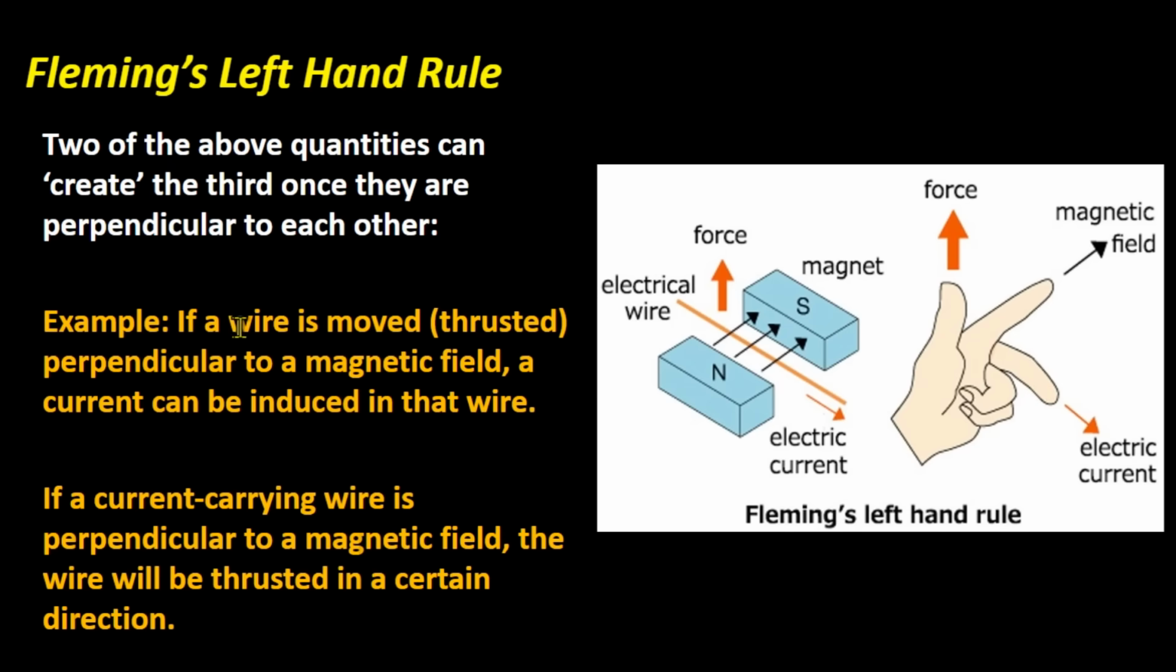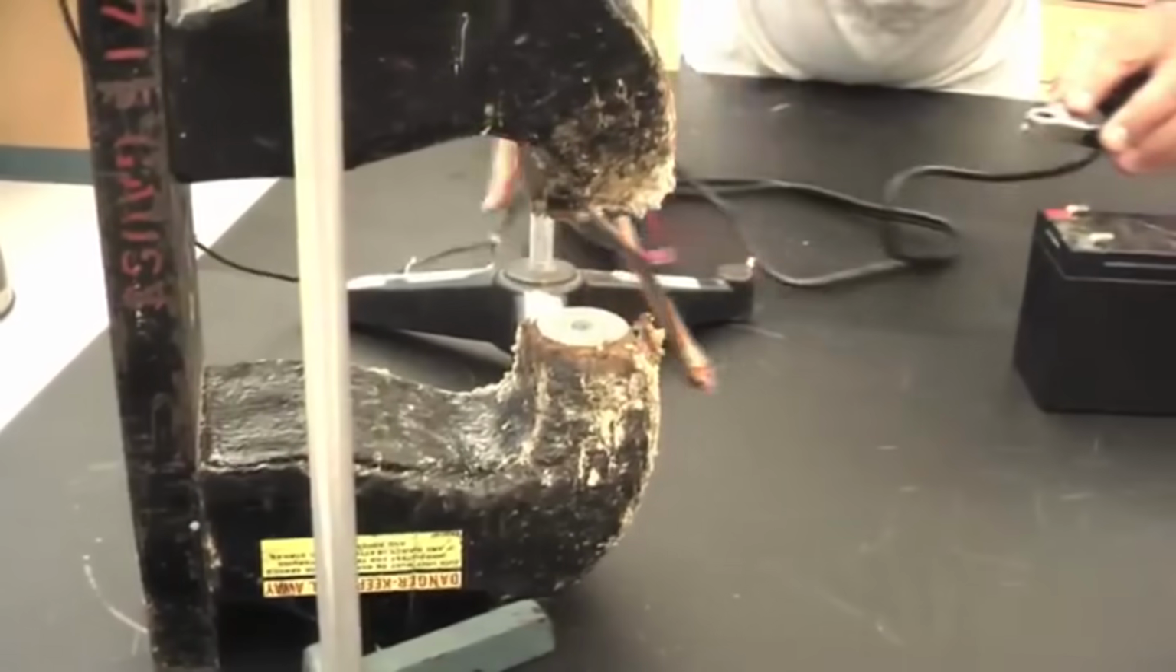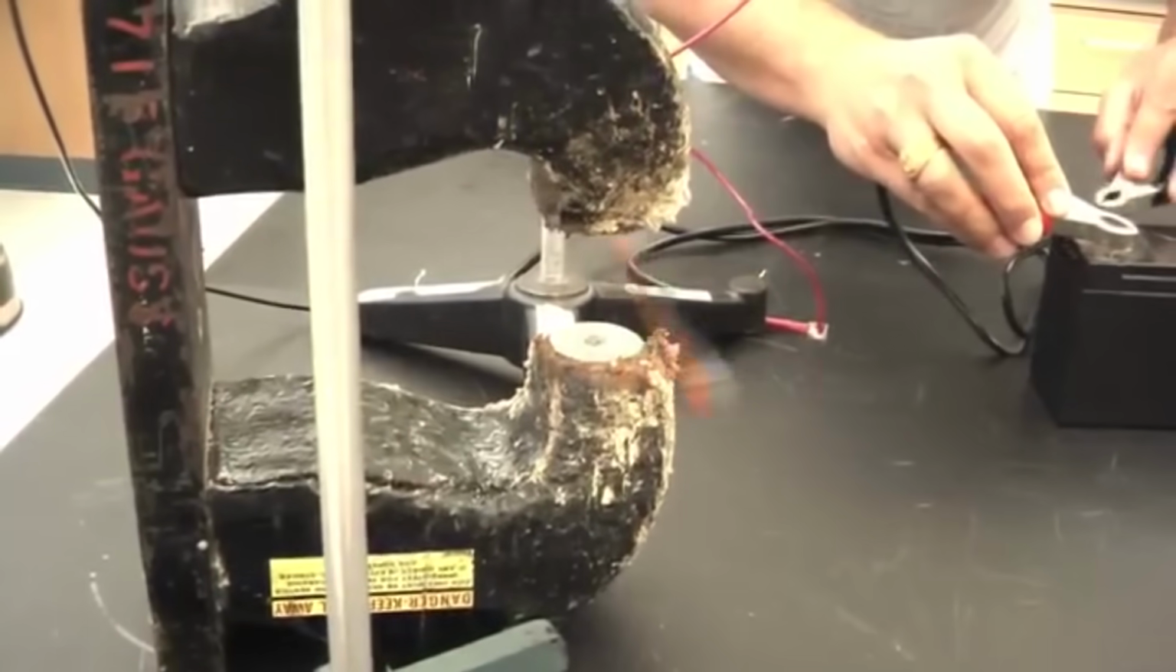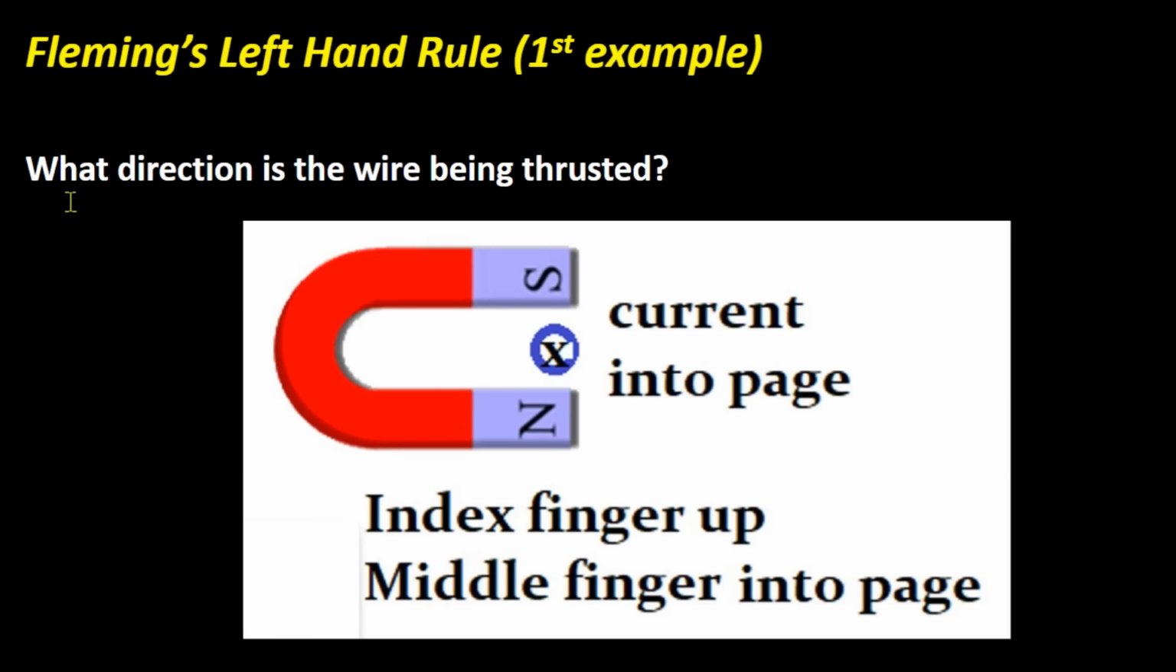So for example, if a wire is moved or thrusted perpendicular to a magnetic field, a current can be induced in that wire. If a current carrying wire is perpendicular to a magnetic field, the wire will be thrusted in a certain direction. So once you have any two of these, the third one can be made. So remember how to do your hand. What direction is the wire being thrusted?